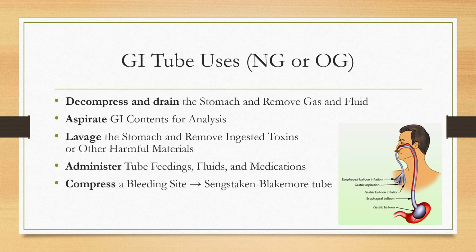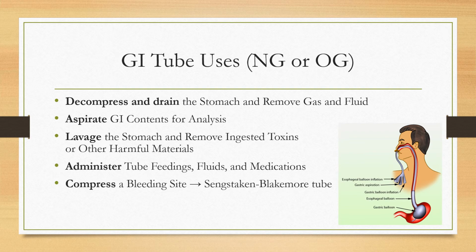Okay, so let's look at some common uses of typically nasogastric tubes. But if we can't get a tube to go into the nose and down into the stomach, we can always go through the mouth and into the stomach. So most of the time they're nasogastric. Okay, so here are some reasons: decompression and drainage of the stomach and the small intestine.